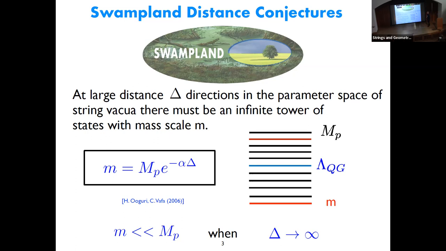And as you will see, it will also lower the cutoff. This is a generic picture. We have a tower of states which starts at some particular low energy scale, small m, and then continues up to the scale Lambda QG, but generically it can also continue up to the scale of quantum gravity. We have less information there, because above Lambda QG gravity becomes strong.